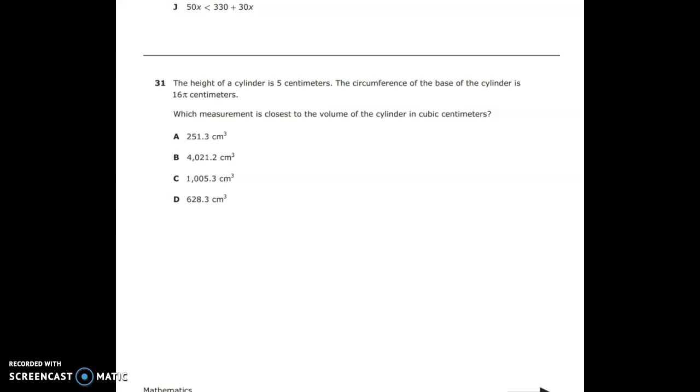Number 31. The height of a cylinder is 5 centimeters. The circumference of the base of the cylinder is 16 pi centimeters. Which measurement is closest to the volume of the cylinder in cubic centimeters? 251.3, 4021.2, 1005.3, 628.3.